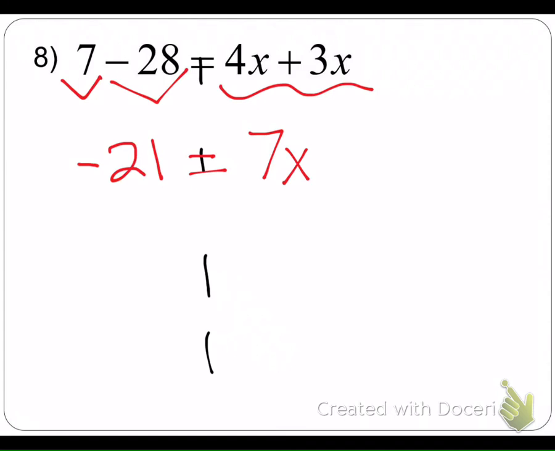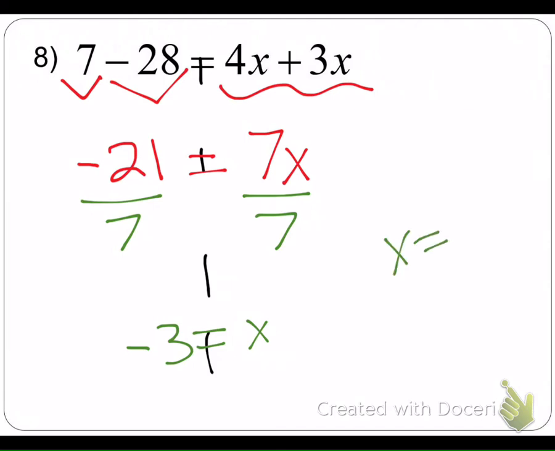What should I do next? Yep, divide by 7, divide by 7. What is negative 21 divided by 7? Negative 3 equals x, or x equals negative 3.